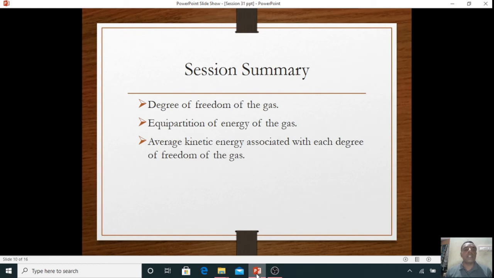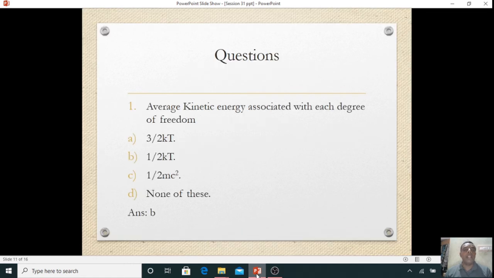This is the summary of this session. We learned about the degrees of freedom of a gas, how much it is, how equipartition of energy works, and how the average kinetic energy is associated with each degree of freedom. The average kinetic energy associated with each degree of freedom is half kT.